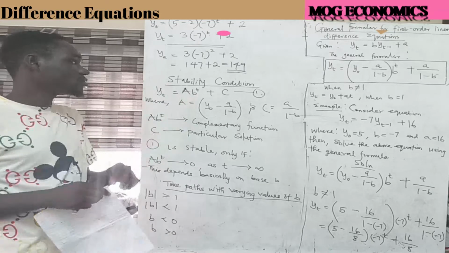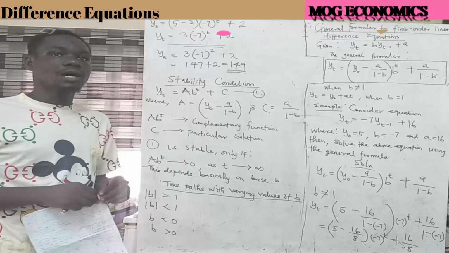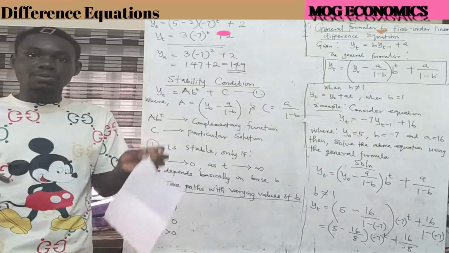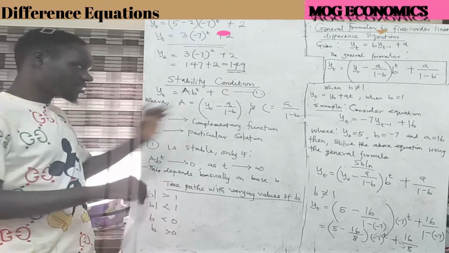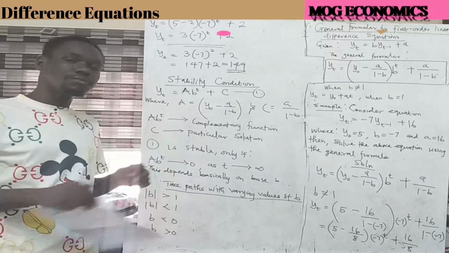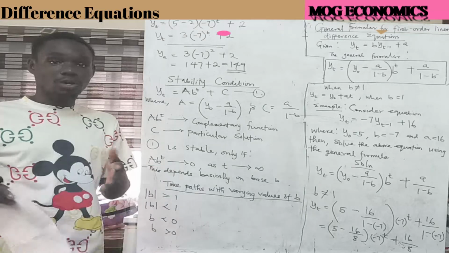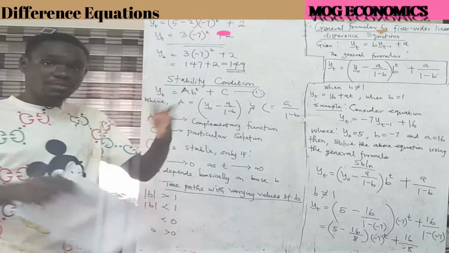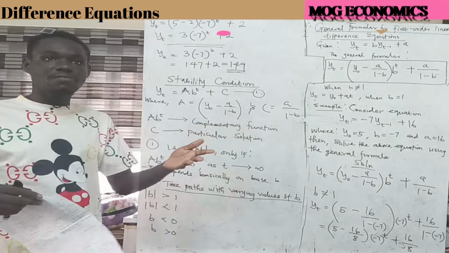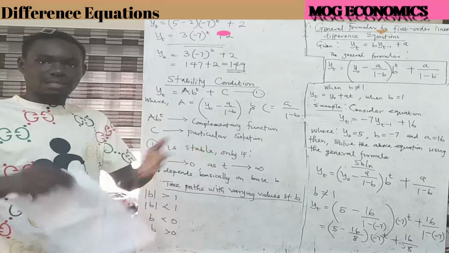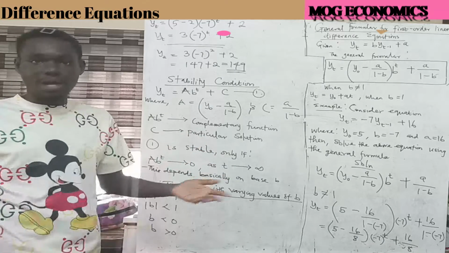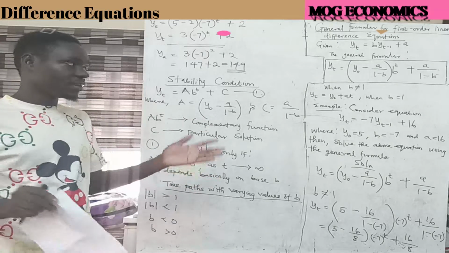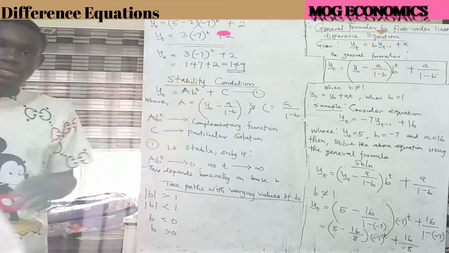Now the idea of stability condition is to check whether, if there is a deviation from the equilibrium state, that equilibrium will be restored again. That's basically what stability is talking about. We want to see if maybe there's an external shock or a change in the policy environment or anything that causes a shift from equilibrium. We want to see if that state will be restored after some time, whether the system will find itself back at equilibrium. That's what we are doing when we talk about stability condition.